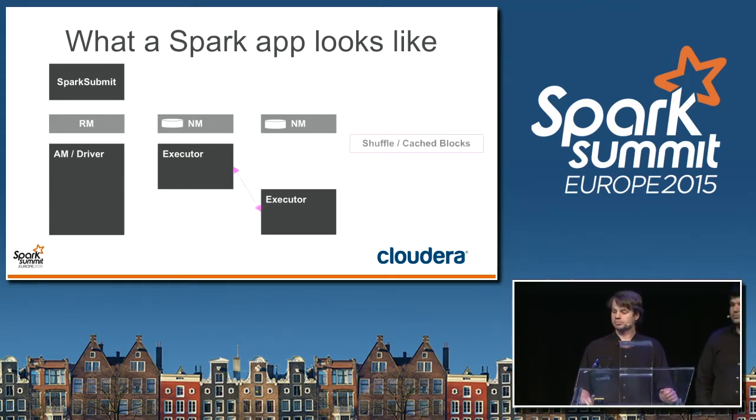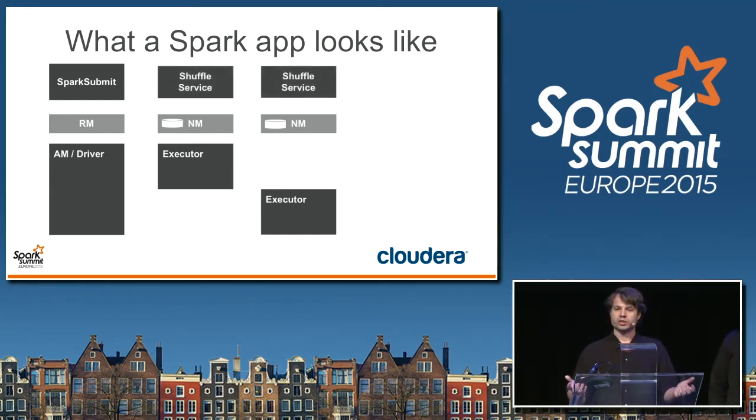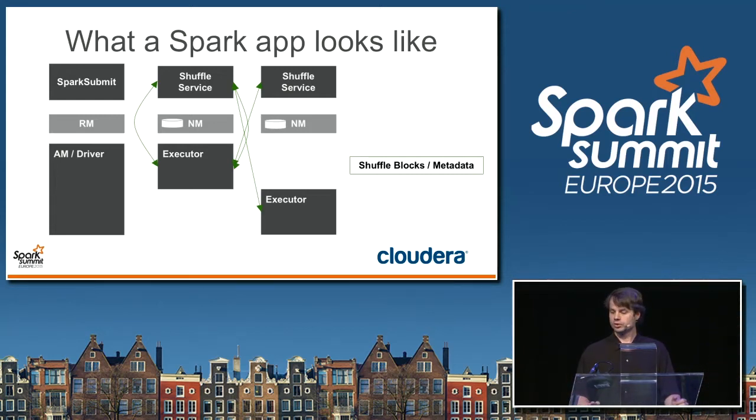You have the shuffle and cached blocks, basically the Spark block manager. That's an API between executors to fetch data that's stored in other executors, for shuffles or cached data for RDDs. You can also use an external shuffle service, which runs inside the NM. And the executors will be talking to that shuffle service in that case, instead of talking to each other to get shuffle data.